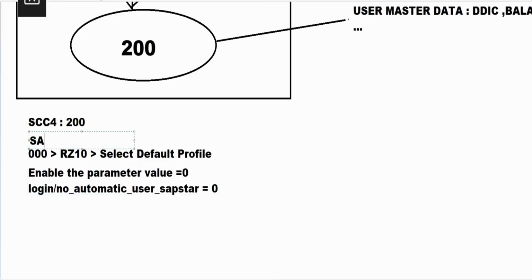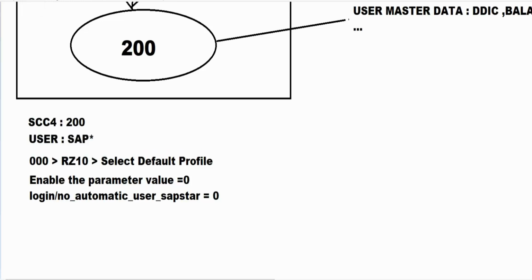For login into the client, you have SAP* access. So you can remember this way: SAP* values, we know that SAP*. To log in with SAP*, we need to enable the parameter value for SAP*. You can remember this way. Which user? SAP* user.